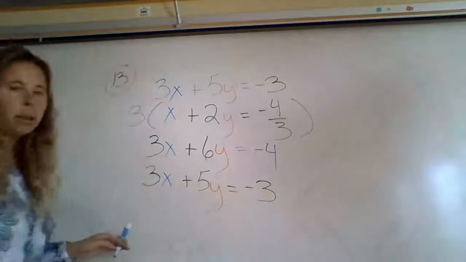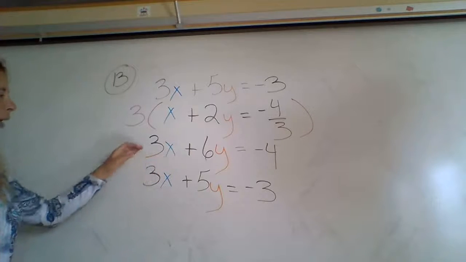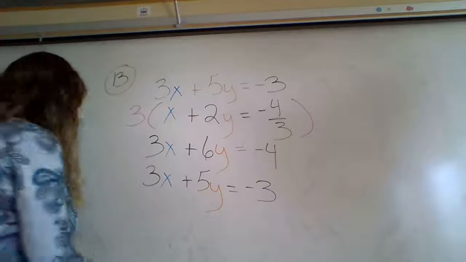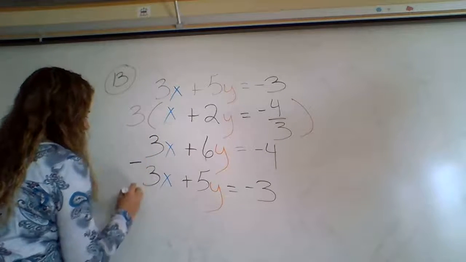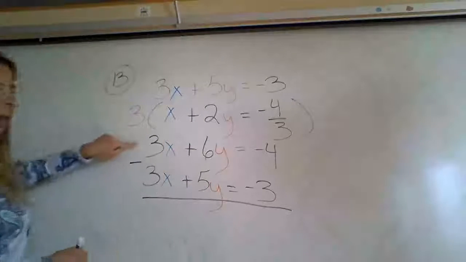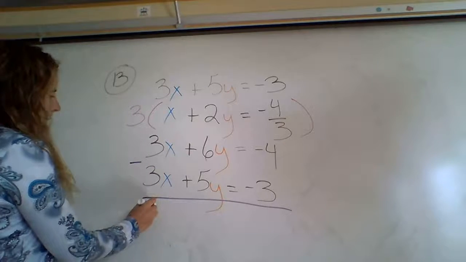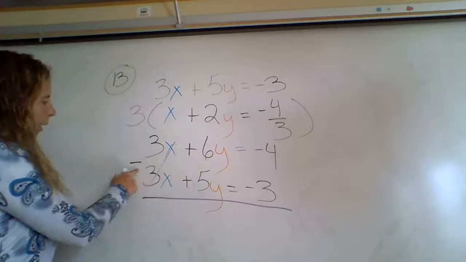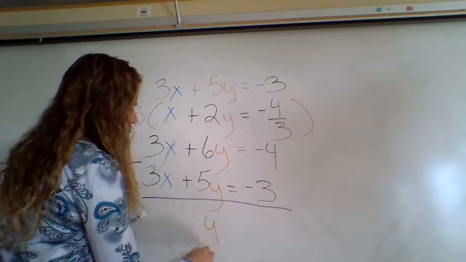Okay. So we want our x's to be eliminated. So am I going to add or subtract these two equations? I'm going to subtract. Okay. 3x minus 3x is 0. That's why you subtract, because now we've gotten rid of our x's. They're gone. So then you just go 6y minus 5y. 6y minus 5y is 1y, which is just y.